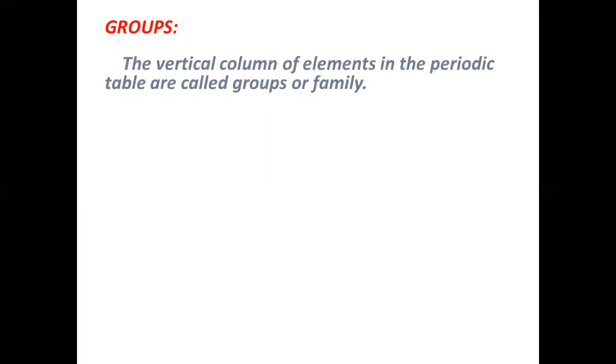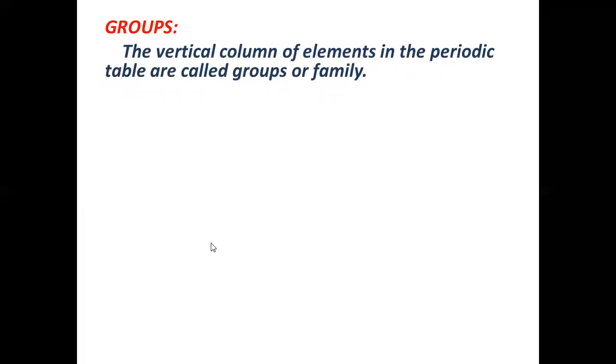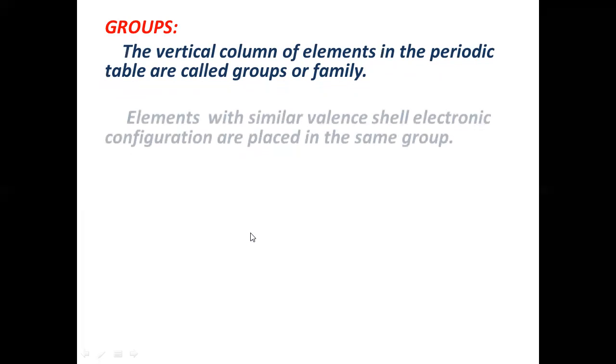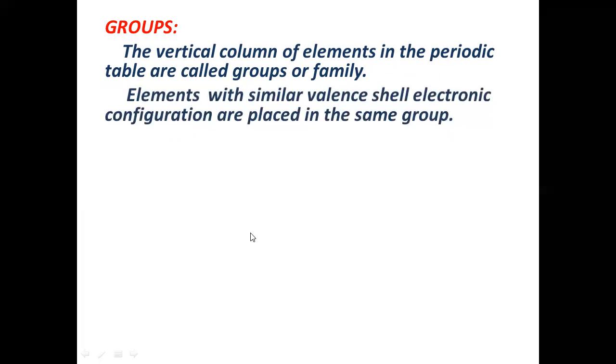Groups. The vertical columns of elements in the periodic table are called groups or family. Elements with similar valence shell electronic configuration are placed in the same group. Valence shell means outermost shell. The outermost shell configuration is the same and those elements are assigned the same position in the periodic table.